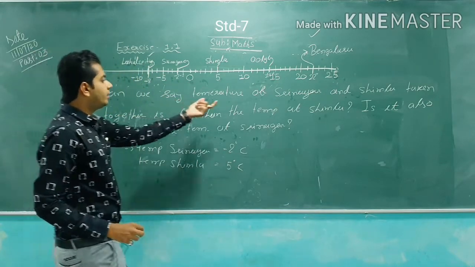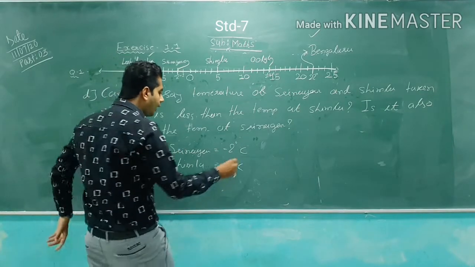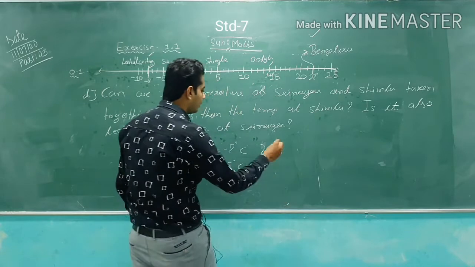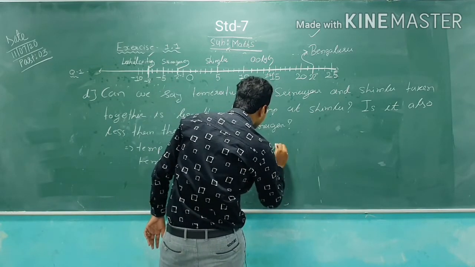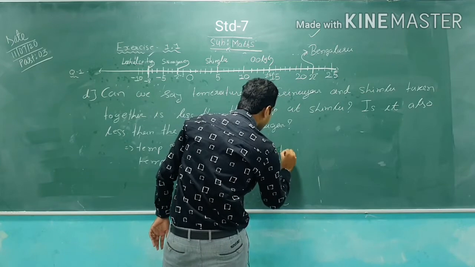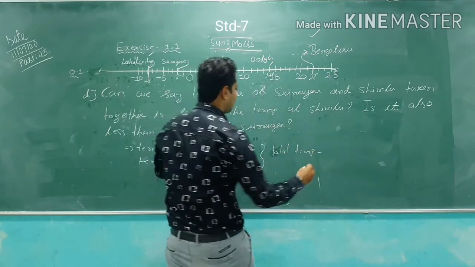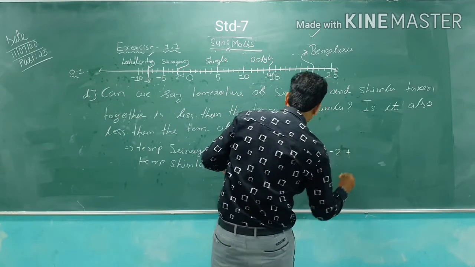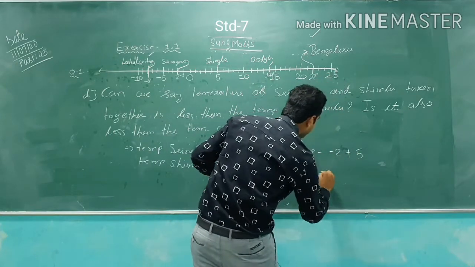See, temperature of Srinagar and Simla taken together. Together मतलब दोनों का addition. So let's do that. Total temperature is equal to what? Minus 2 degrees Celsius plus 5 degrees Celsius. So minus 2 plus 5.